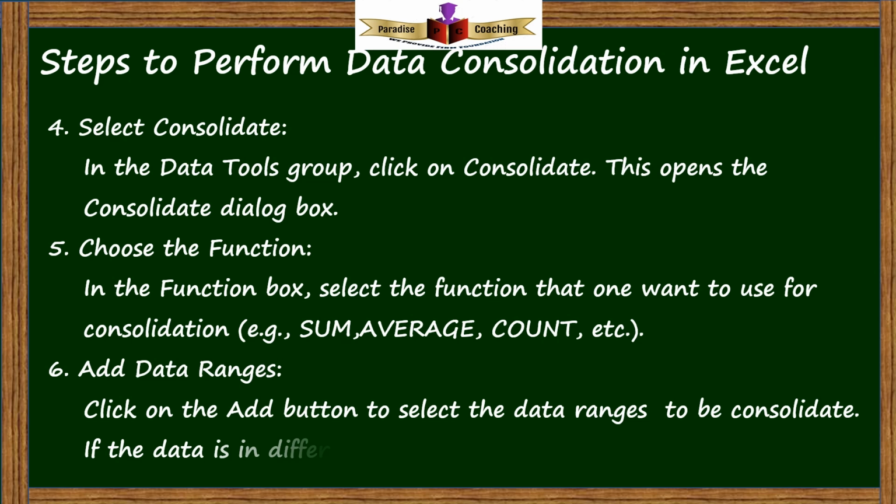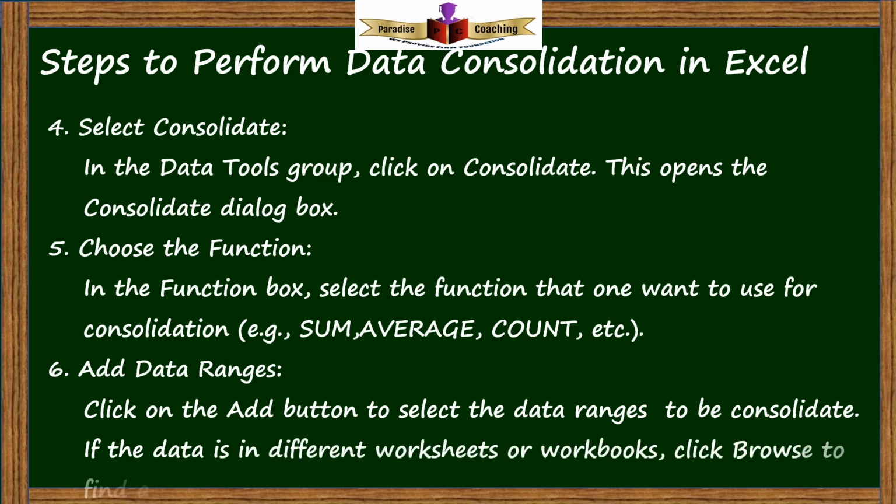5. Choose the function. In the function box, select the function that one wants to use for consolidation, e.g., sum, average, count, etc. 6. Add data ranges. Click on the Add button to select the data ranges to be consolidated. If the data is in different worksheets or workbooks, click Browse to find and select them.